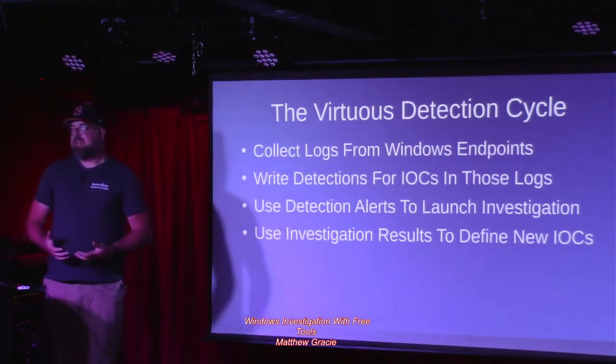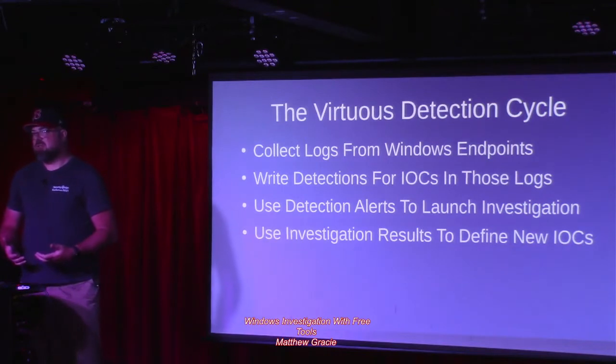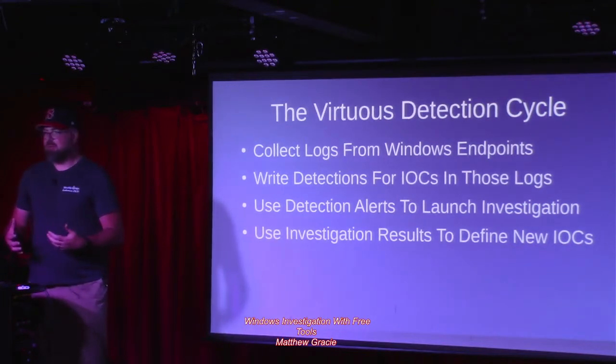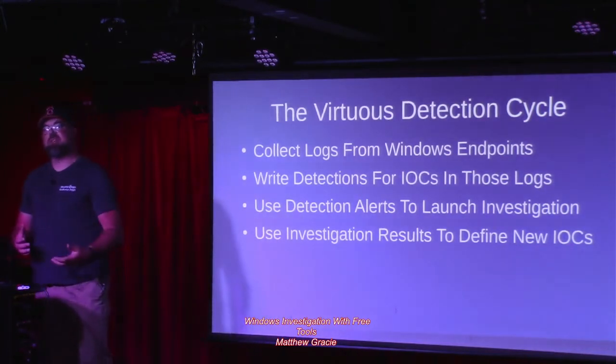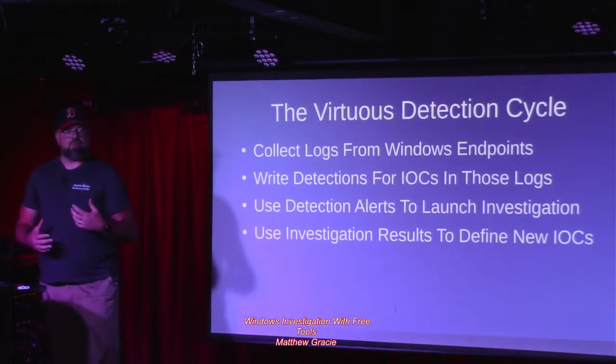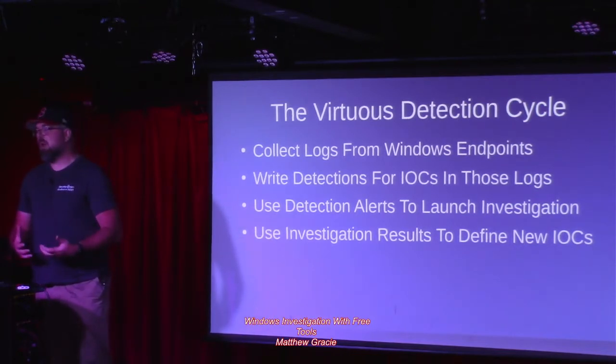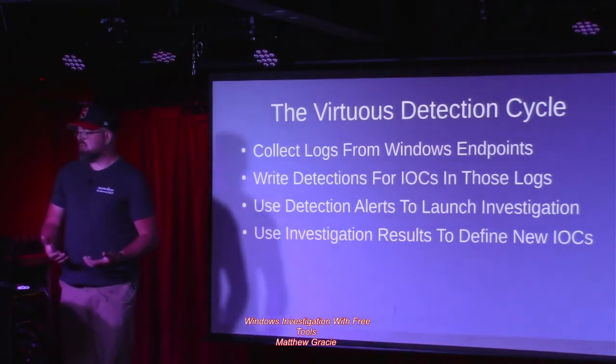We want to write detections for the IOCs that are in those logs. I mean, obviously, you're not going to be able to view all of your endpoint logs individually and determine whether there's something bad there, right? We want to be able to write detections. So if some TTP that we're aware of crops up in these logs, we're able to raise an alert.